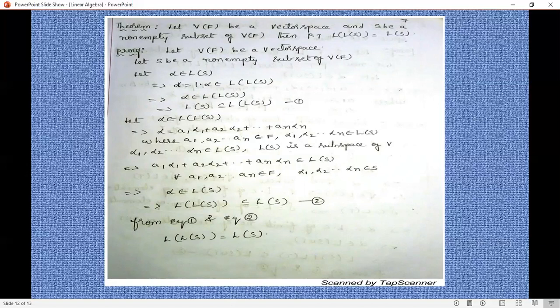Observe carefully. Let us take an element alpha in L of S. Listen carefully. Alpha belongs to L of S, which implies we can write alpha equals 1 into alpha, and it belongs to L of L of S. That implies alpha belongs to L of L of S. We are taking alpha in L of S, which implies L of S is contained in L of L of S. So it is enough to prove that L of L of S is contained in L of S. So we take an element in L of L of S.